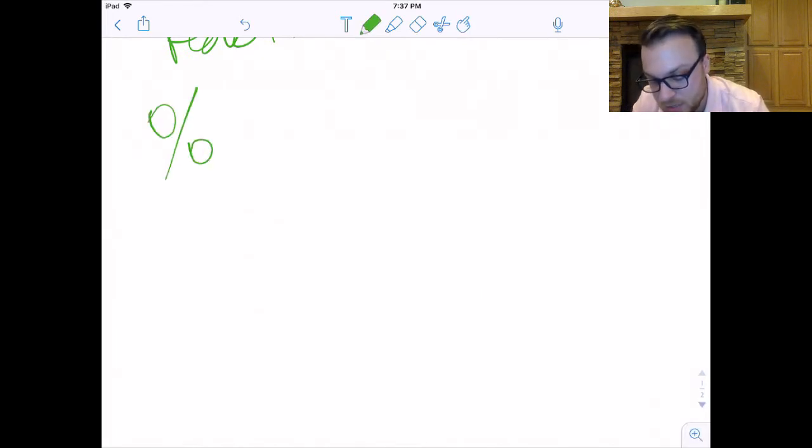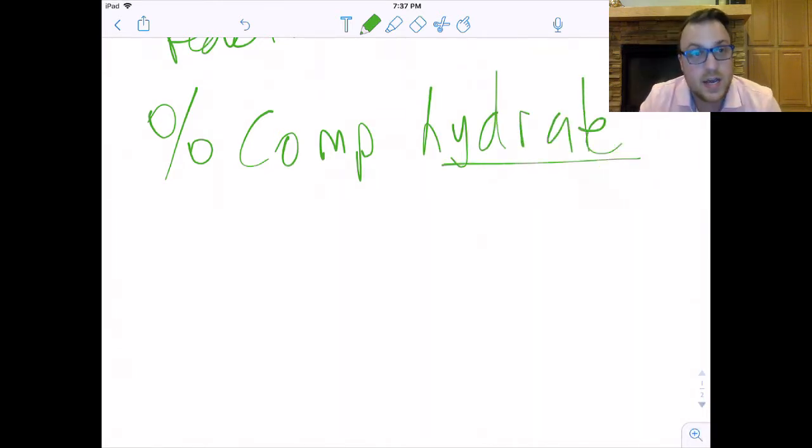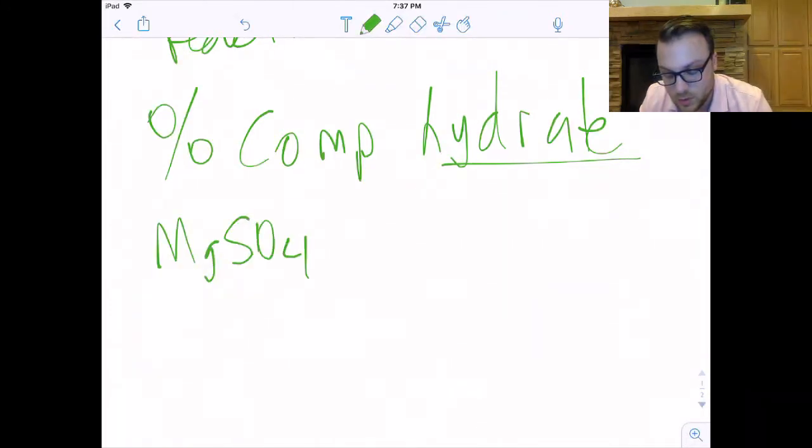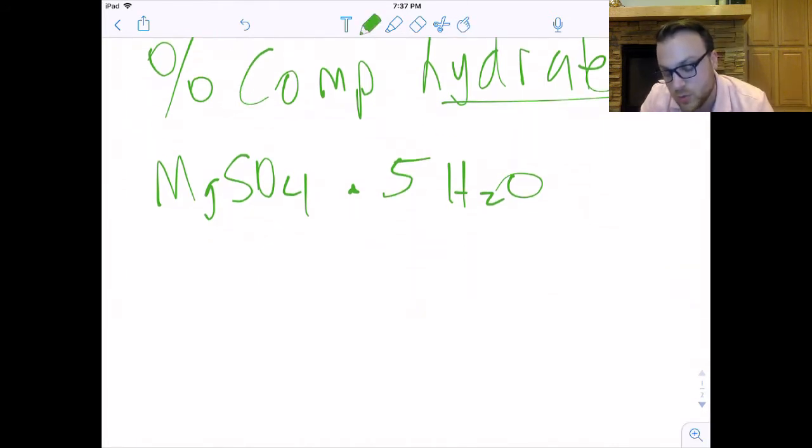A percent comp of a hydrated compound. That means it's a compound that's been hydrated with water. So you'll often see it like MgSO4·5H2O. That's magnesium sulfate pentahydrate. It's like magnesium sulfate, but it's been hydrated with a certain amount of water. And there's usually two ways they'll throw this at you.